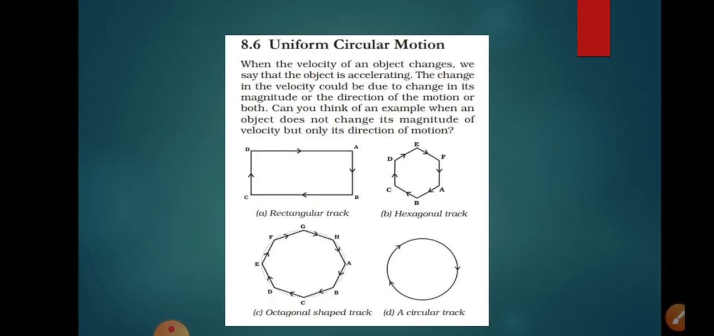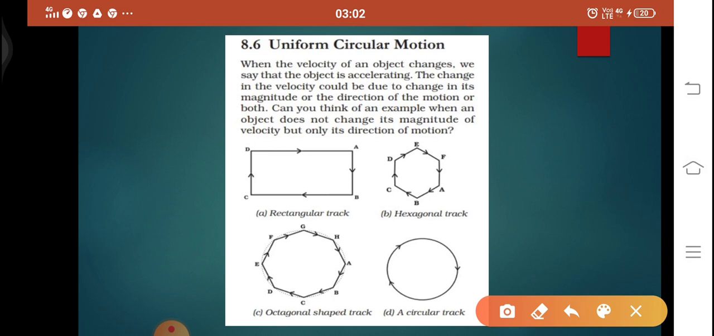Now suppose you are going from A to B in a rectangular track, B to C, C to D. So how many times are you changing the direction? Suppose you have started from A: 1, 2, 3, 4 times. Now in a hexagon, if you are starting the motion from point A, you are changing the direction.